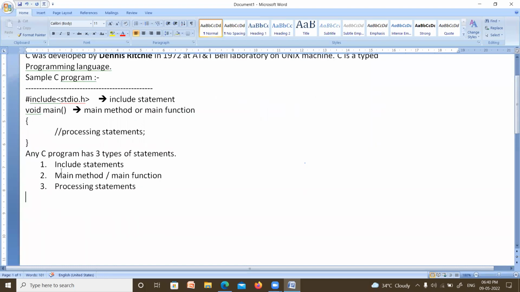Now, what is the use of include statements? Why do we have to write hash include stdio.h at the top of the program? First one, include statements.